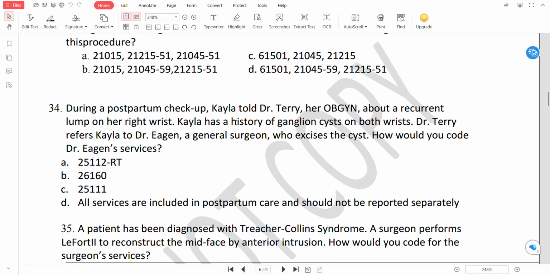34. During a postpartum checkup, Kyla told Dr. Terry, her OBGYN, about a recurrent lump on her right wrist. Kyla has a history of ganglion cyst on both wrists. Dr. Terry refers Kyla to Dr. Eakin, a general surgeon who excises the cyst. How would you code Dr. Eakin's services? Just code only for Dr. Eakin's services only.